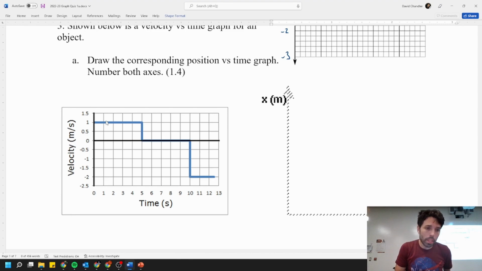And let's see, the velocity is 1 for it looks like 5 seconds. First of all, I'm going to go about 13 seconds here on my x-axis. So I'm going to go by 2. So I'll go 2, 4, 6, 8, 10. It's going to be 12 right there. And then it looks like my velocity is +1, and then 0, and then -2.